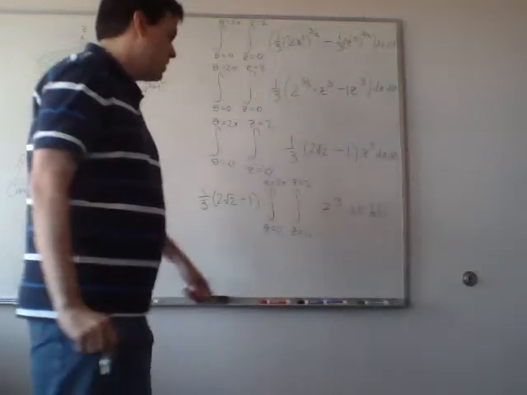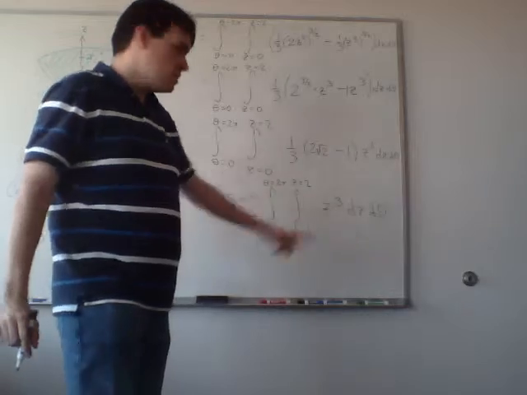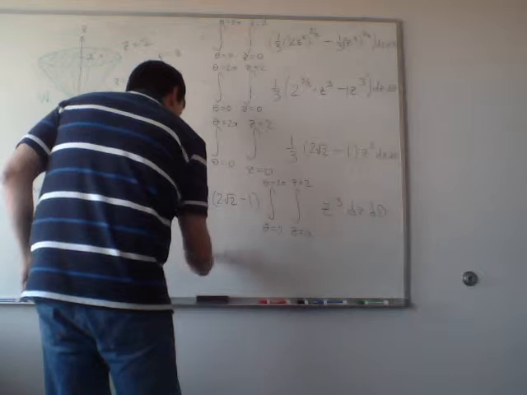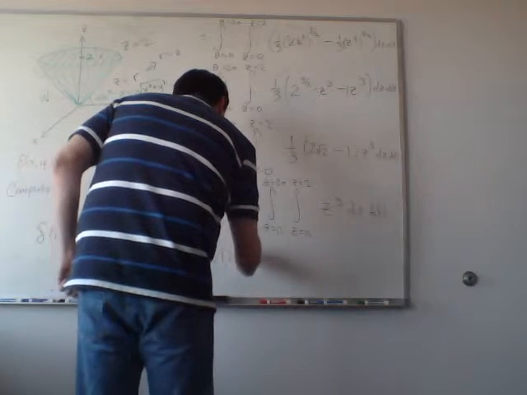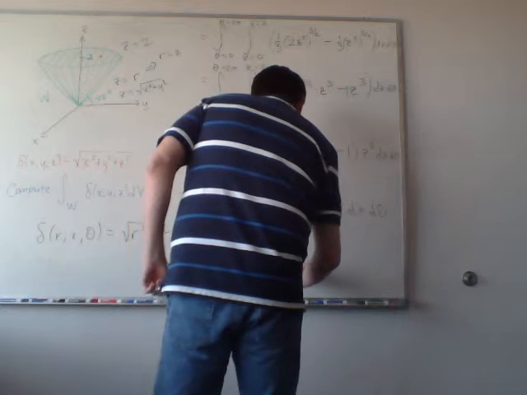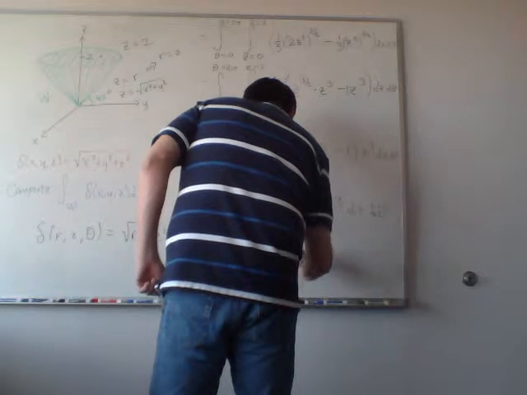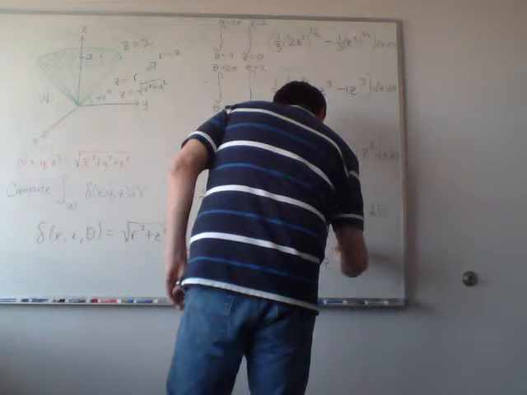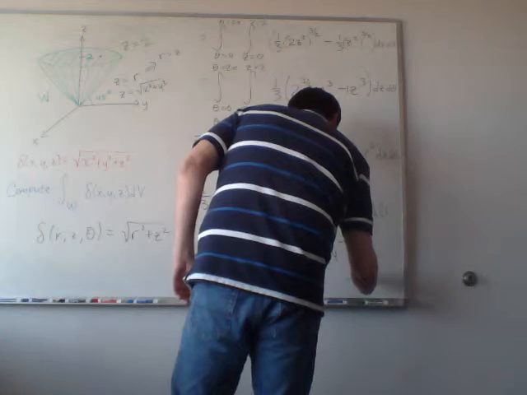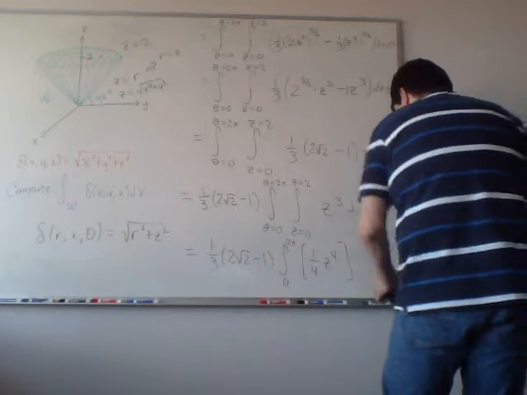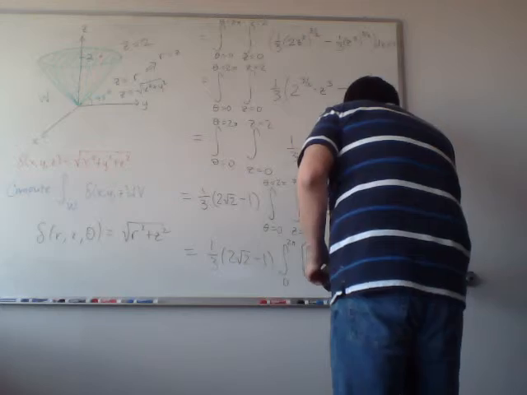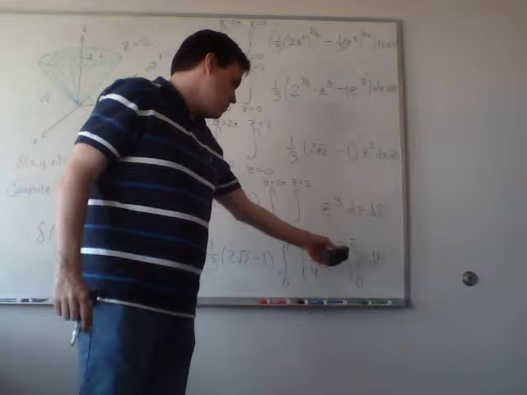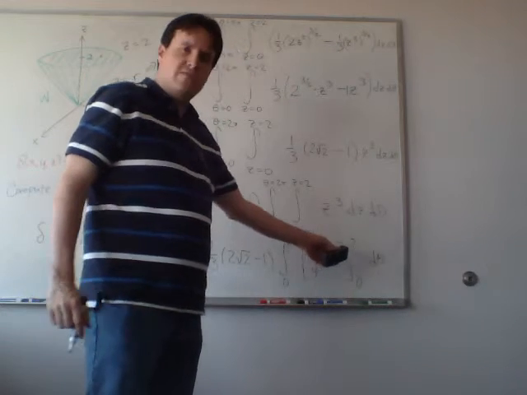Now this is a lot simpler. I know how to integrate z cubed with respect to z. That one's easy. That's 1/4 z to the 4th. Putting in some missing equal signs there. 1/3, 2√2 minus 1, integral from 0 to 2 pi of 1/4 z to the 4th from z equals 0 to z equals 2. I'll just put the limits in there. 0 to 2 d theta. This is going to come out to 0 when z equals 0, and at 2 this comes out to 4.